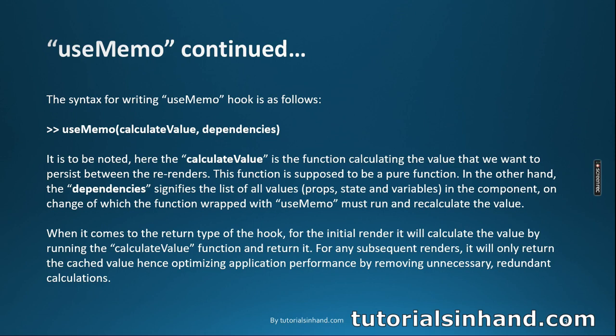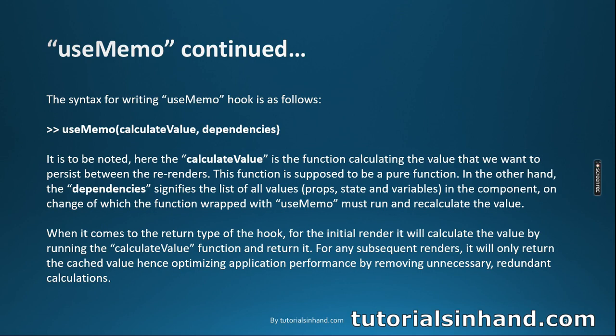The syntax for writing useMemo hook is as follows. useMemo, then within a pair of parentheses we have the calculate value, that is the function, and the dependencies. It is to be noted here the calculate value is the function calculating the value that we want to persist between the re-renders. This function is supposed to be a pure function. On the other hand, the dependencies signify the list of all values, props, states and variables in the component on change of which the function wrapped with useMemo must run and recalculate the value.